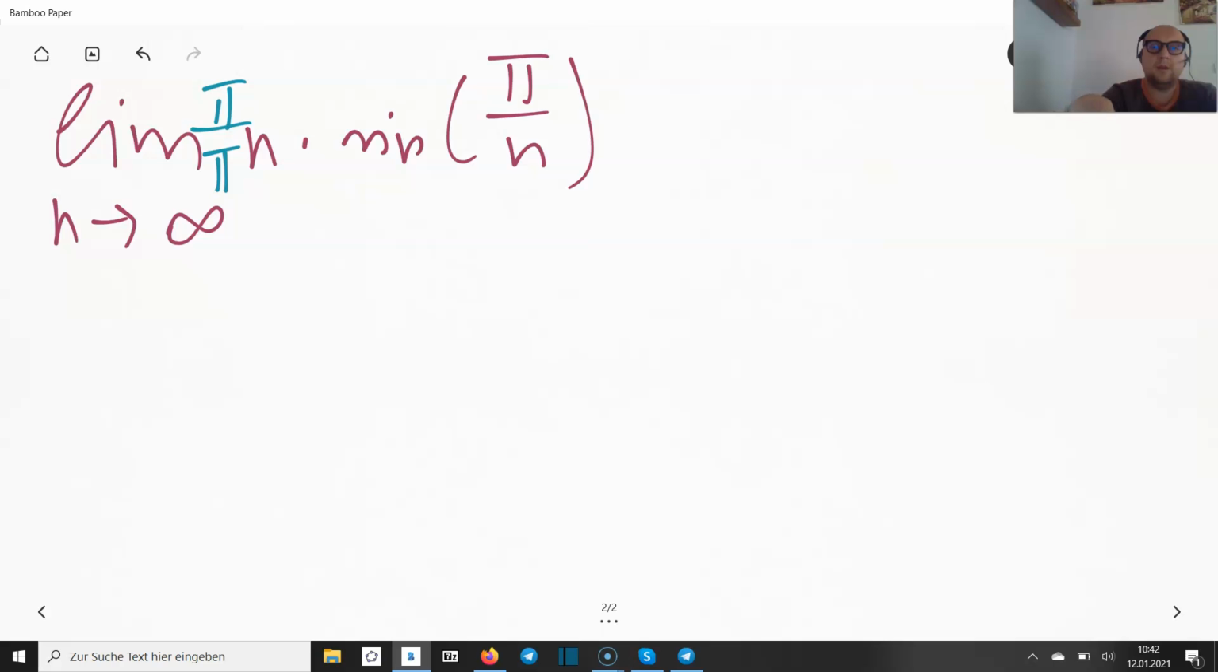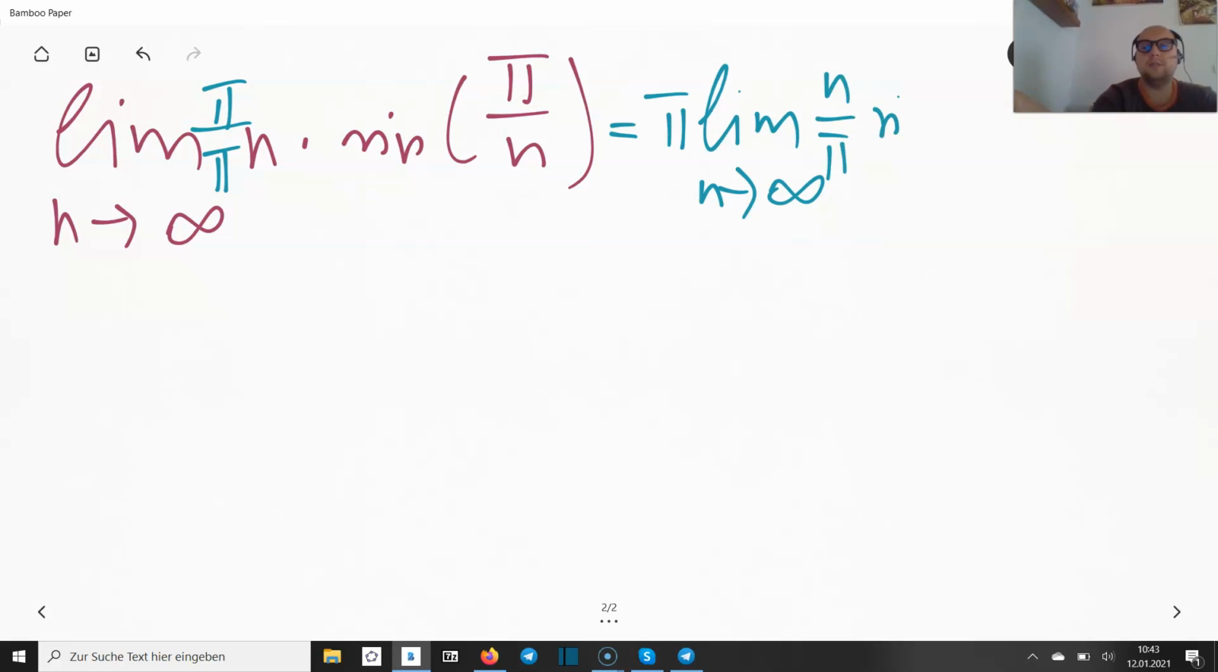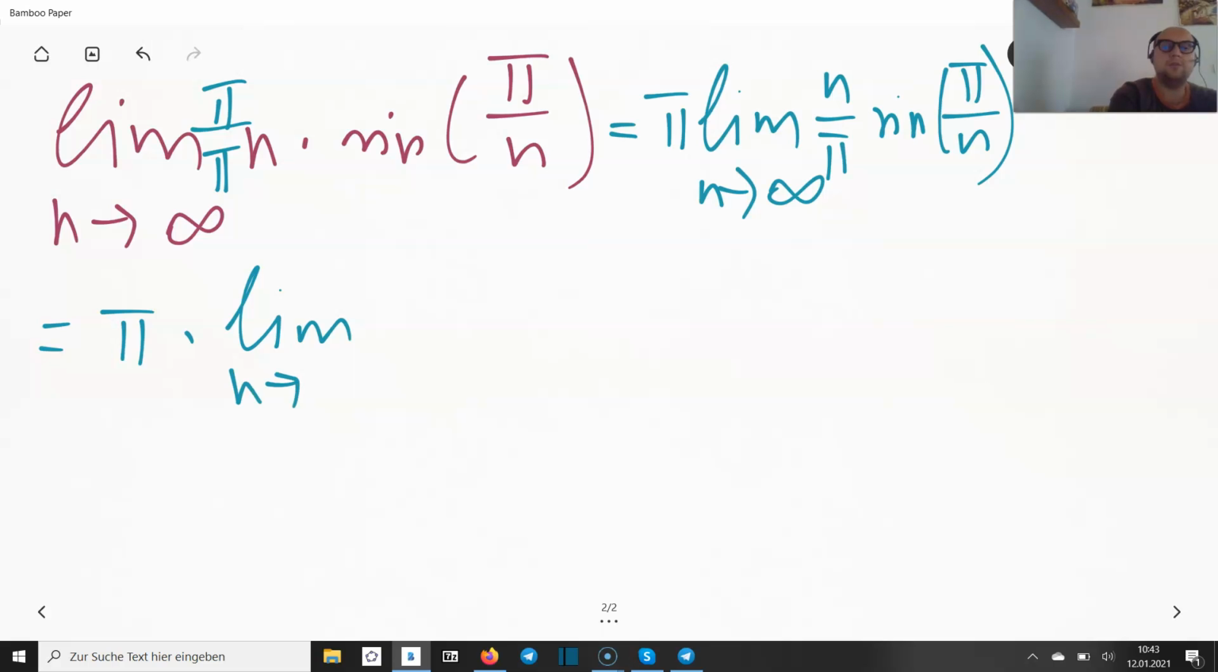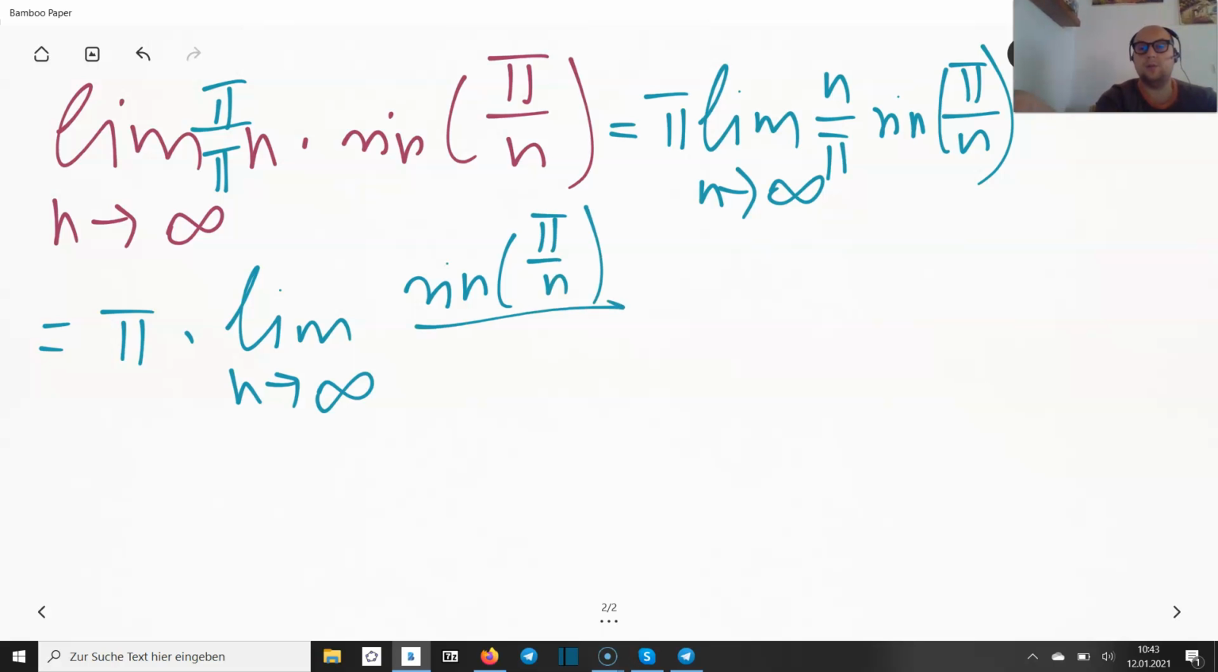But we can rewrite this as, well, let's take pi in front of the limit. We have a limit n towards infinity of n divided over pi times the sine of pi divided over n, which can be written as pi times the limit n towards infinity. And now we're just rewriting it as sine of pi divided over n divided over, well, you see we make a reciprocal out of this, so it's pi divided over n again.